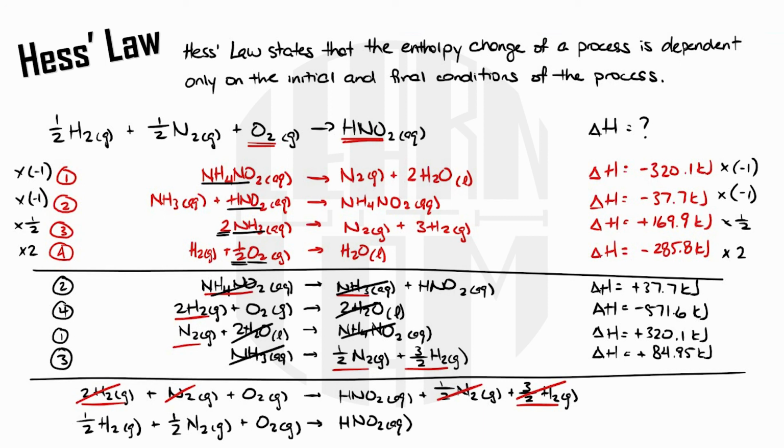Alright, now that we know that our manipulations are correct, we can just add up all of our enthalpies, which will give us the total enthalpy for our desired reaction. And that totals negative 128.85 kilojoules. And that's all there is to it.